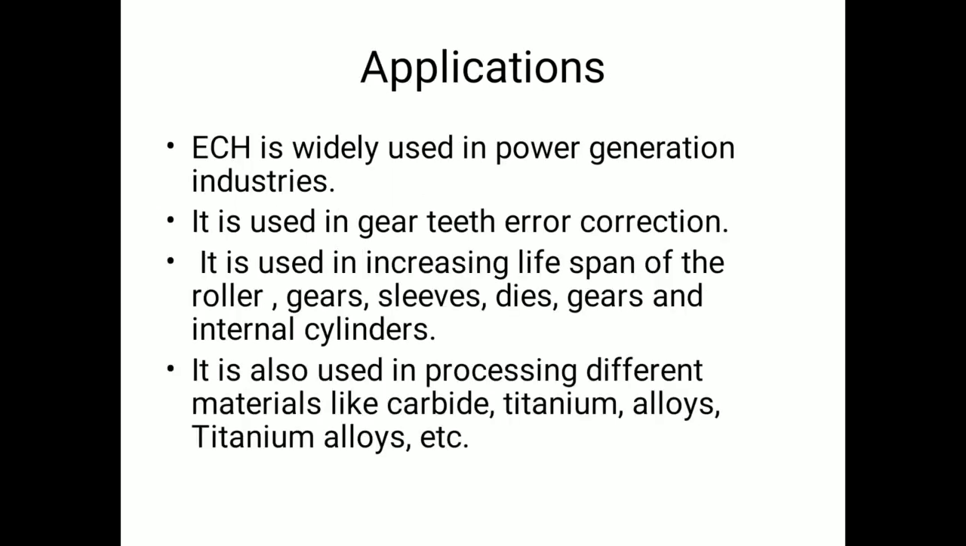Applications of electrochemical honing. Electrochemical honing is widely used in power generation industries. It is used in gear teeth error corrections. It is used in increasing the lifespan of rollers, gears, sleeves, dies and internal cylinders. It is also used in processing different materials like carbide, titanium, alloys, etc.